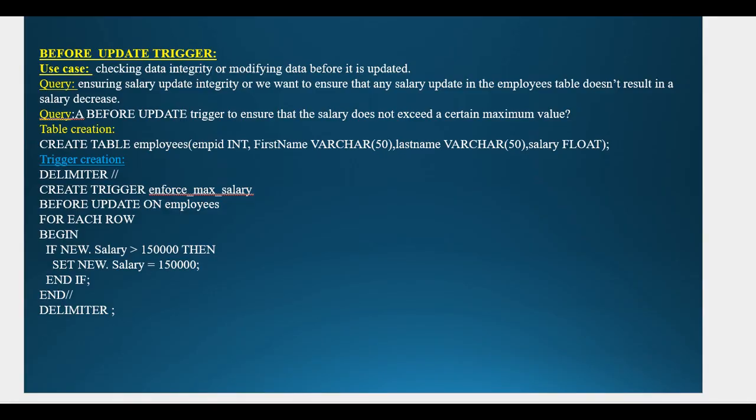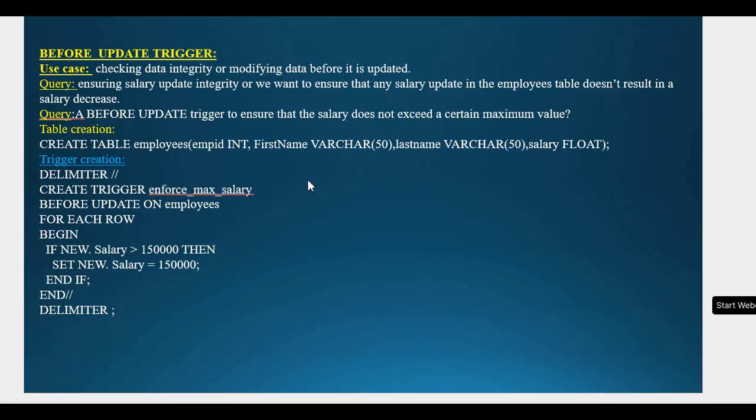Hello everyone. In this session I am going to explain the before update trigger. A before update trigger automatically executes before a row is updated in a table. We use it to validate the data before updating and to modify the values before saving. It helps with auto corrections, prevents invalid updates, applies business rules, and maintains data consistency.